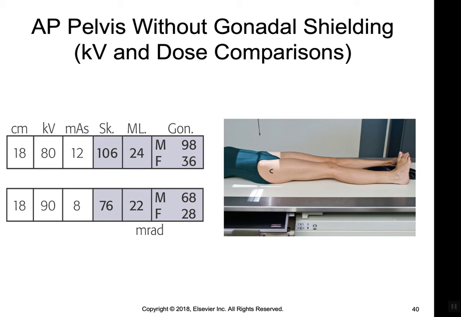So this just gives us a little table of the gonadal shielding and the doses and the comparison. Without gonadal shielding, men get 98 and females get 36. With gonadal shielding, men get 68 and females get 28. So there is a benefit to doing it. Again, with the advancement in technology and the probability of not reshooting the patient, a lot of places just choose not to do it.